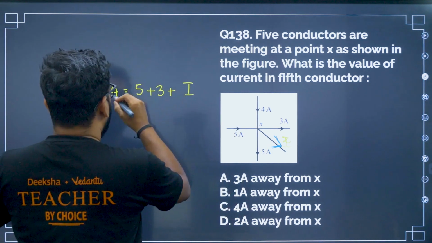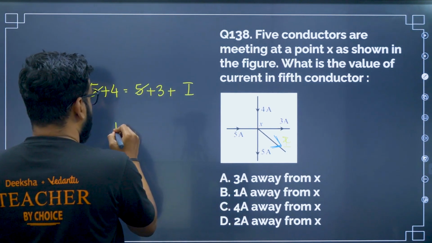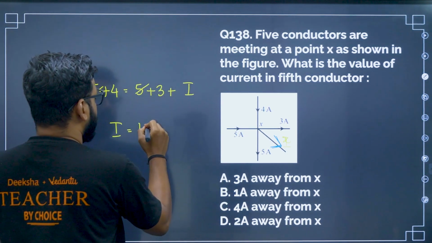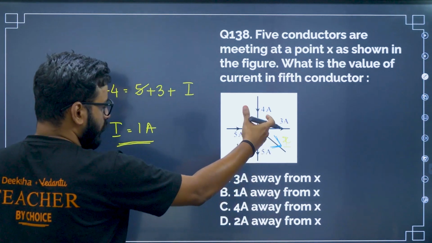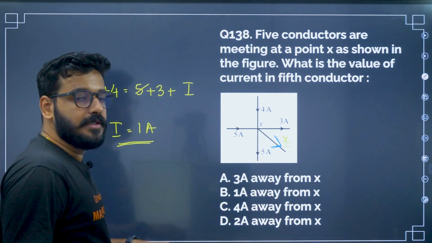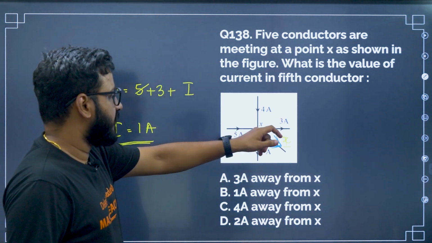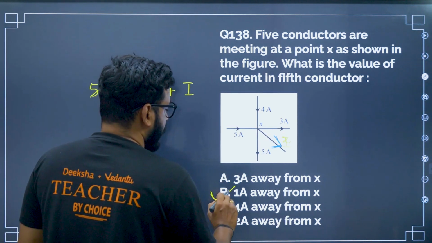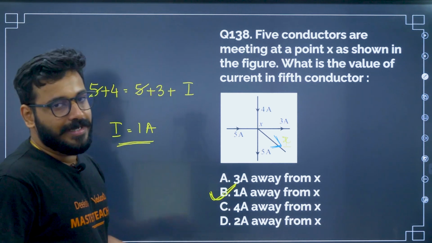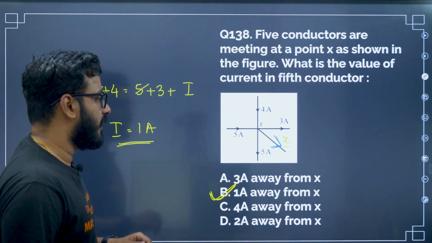So 5 gone, 4 minus 3, 1. I is equal to actually 1 ampere. And it is exiting. Okay, so that's how you match it. So it's exiting finally. So 5 plus 1 plus 3 is equal to 5 plus 4. So it is exiting, 1 ampere away from X. Option B is the correct answer.